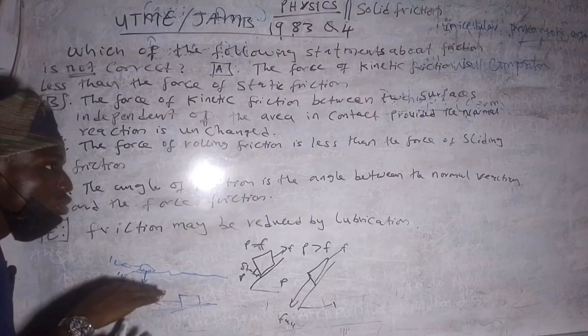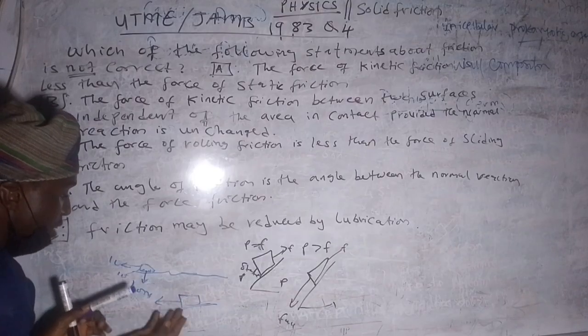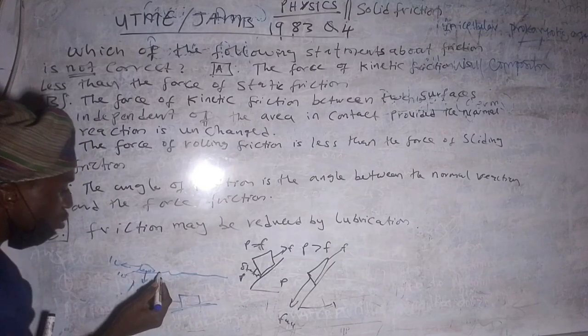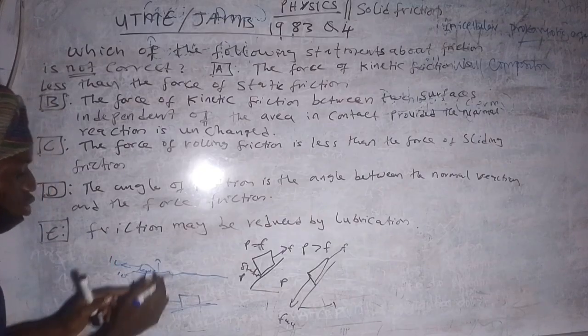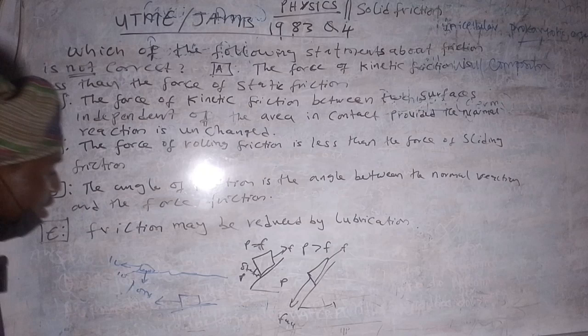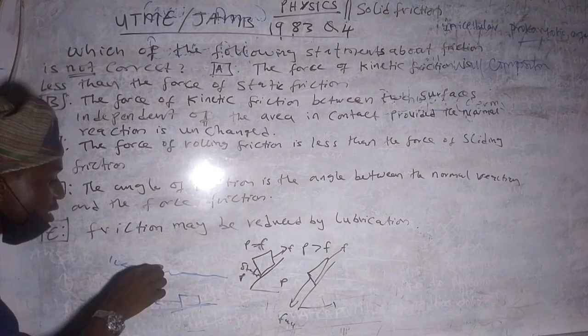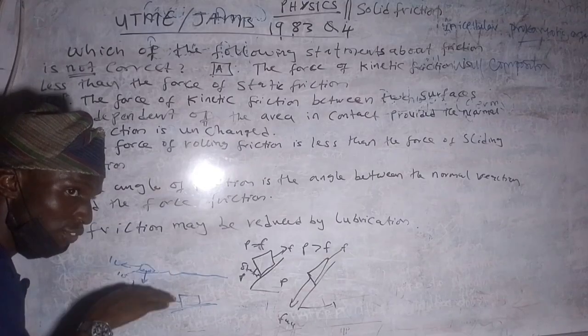The moment the weight is reduced to 10 Newton, what will happen to the reaction of the floor that is pushing the car upward? It will also reduce to what? 10 Newton instead of being 30 Newton like the previous. So the reaction is also what? Minimized. When the reaction is minimized, what will happen to the friction between the tire and the what? The floor.